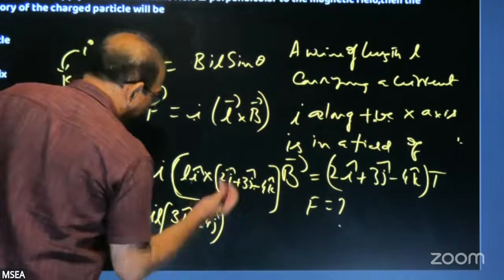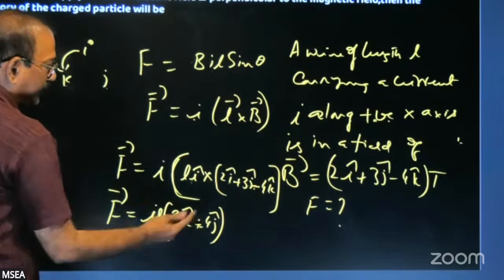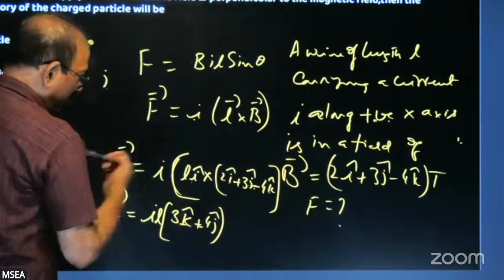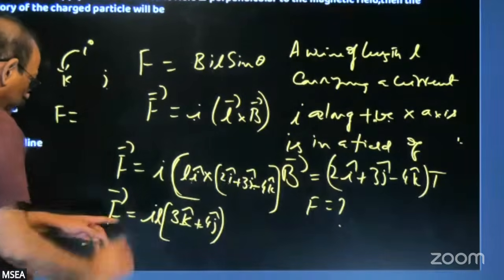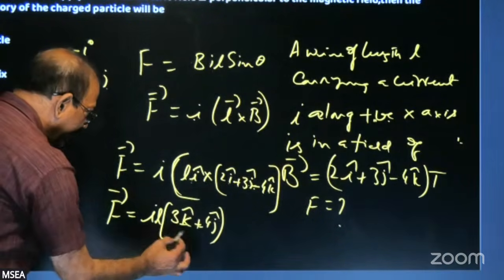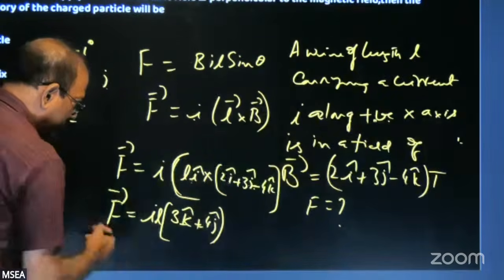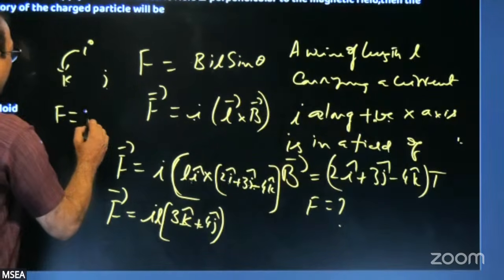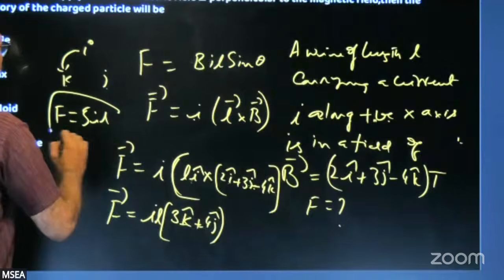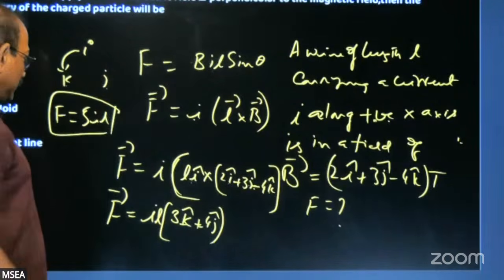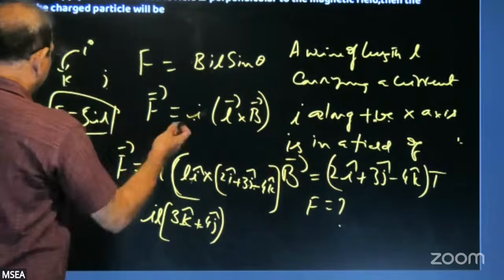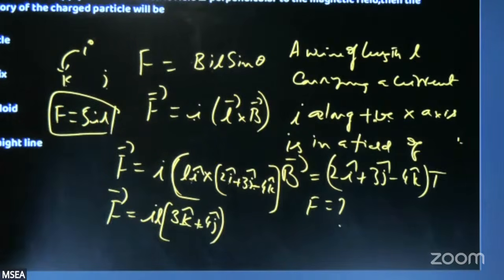And this 3k cap plus 4j cap vector magnitude is root of 3 square plus 4 square. So if you want the magnitude of this force, root of 3 square plus 4 square is 5, so 5IL is the answer. That is force on a current carrying conductor in a magnetic field.